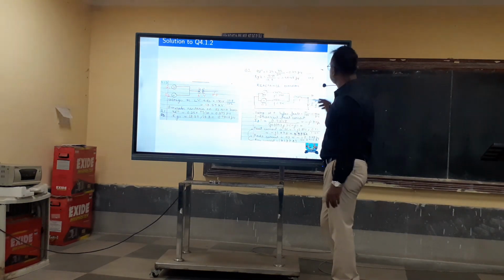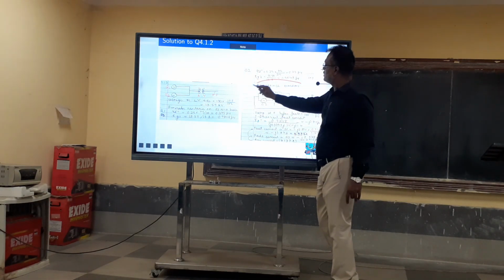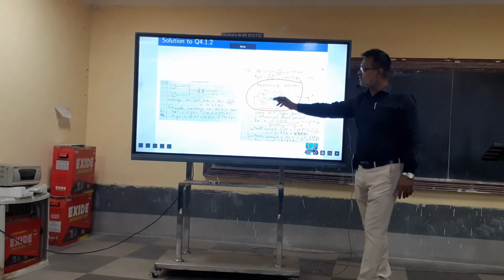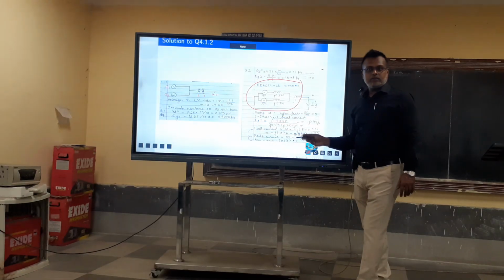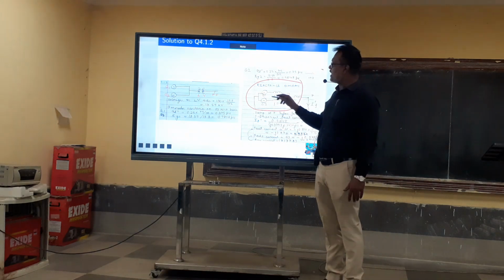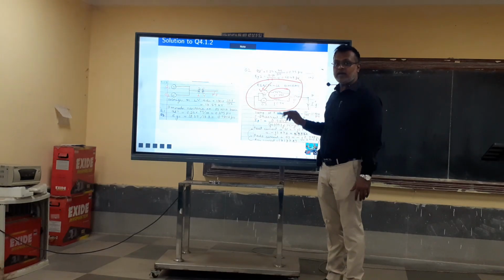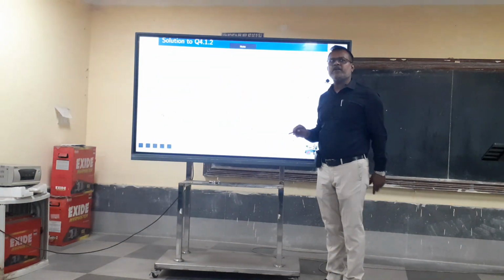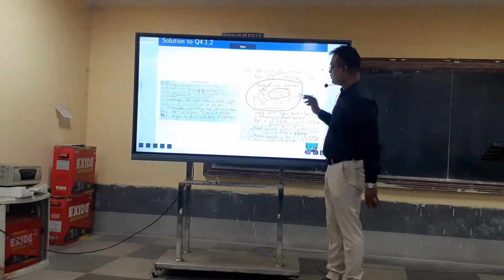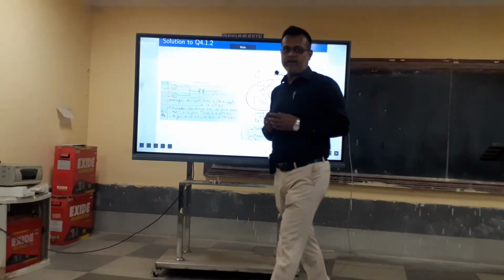For the second question, we are using a concept known as the reactance diagram. Write down: in the reactance diagram, a generator is replaced by a voltage source with a reactance in series, which is the reactance of the alternator, maybe subtransient, transient or steady state depending on our requirement. So that is known as the reactance diagram. For solving all these problems, we need to use reactance diagrams.